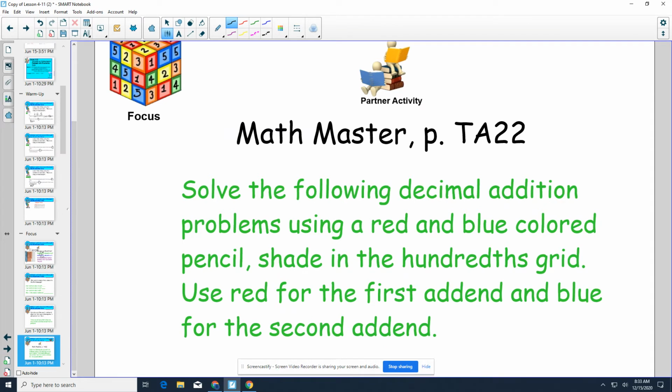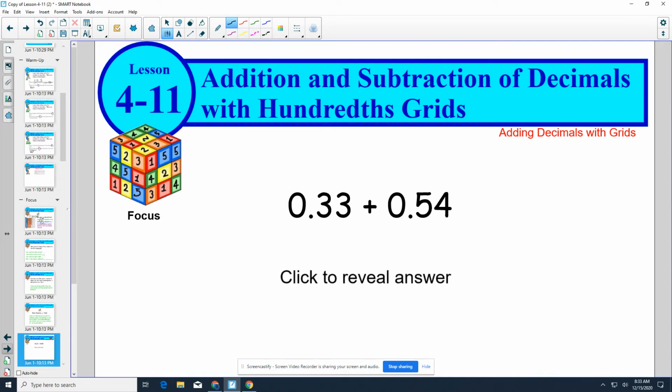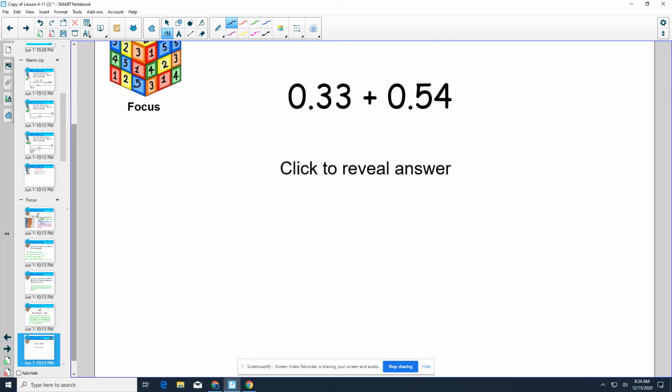You're going to solve decimal addition problems using a red and blue colored pencil, shading the hundredths grid. Use red for the first add-in and blue for the second. If you don't have a red and a blue, you can change those colors out and just keep track of what it is you're using. Okay? So you obviously don't have the Math Masters page at home, but we could look at this a couple different ways.